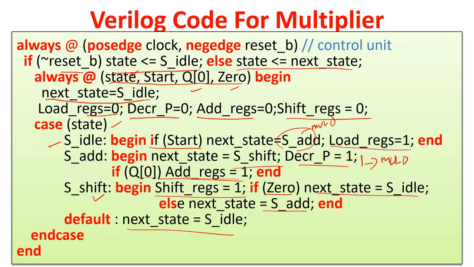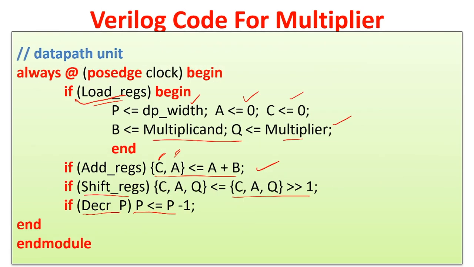So this is an implementation. This one is a behavioral implementation of a controller, and this one is the data path. Based on what control signals you are getting from the controller, act upon that. So that is particularly how the data path works.